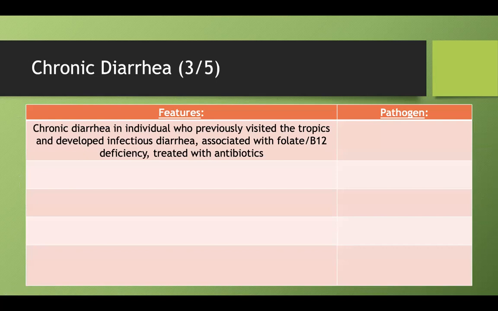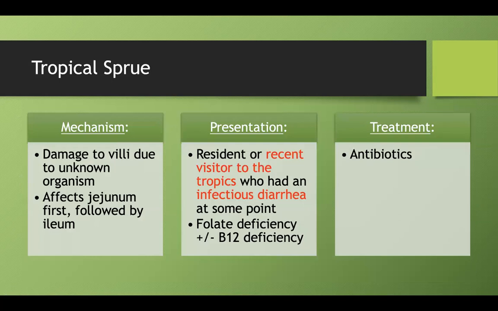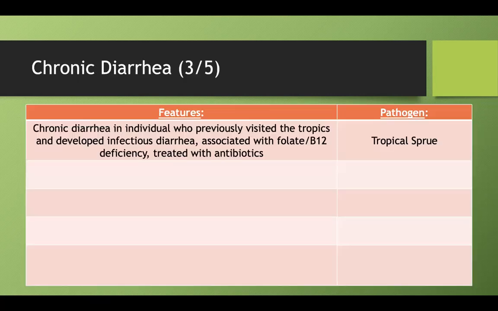Okay, so let's move on. What if you saw somebody with chronic diarrhea and somebody who recently visited the tropics and at that time developed an infectious diarrhea? It has an association with folate and B12 deficiency and can be treated with antibiotics. So that's discussing tropical sprue. You can just remember that they have to mention some sort of visit to the tropics and some sort of infectious diarrhea. If they don't mention those two things, I would be very skeptical in picking tropical sprue.